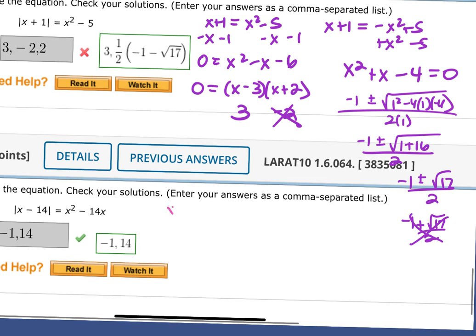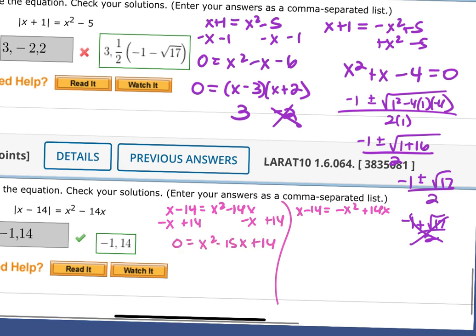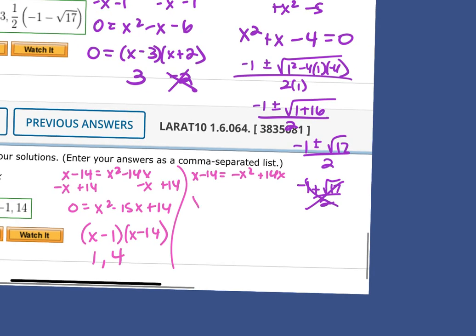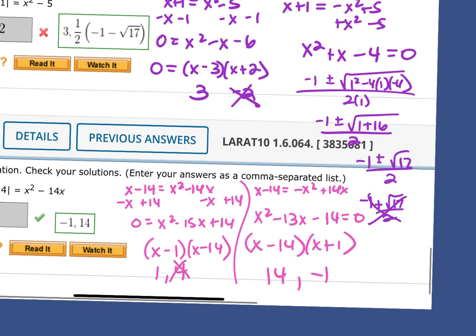So then 14, same thing. X minus 14 equals x squared minus 14x. And x minus 14 equals the opposite, negative x squared plus 14x. Move the x and the 14. X minus 1, x minus 14, so it's 1 and 14. And then on the right-hand side, I'd move it the other way. X minus 14, x plus 1, and I get 14 and negative 1. When you check those, the 14 and the 1 don't work.